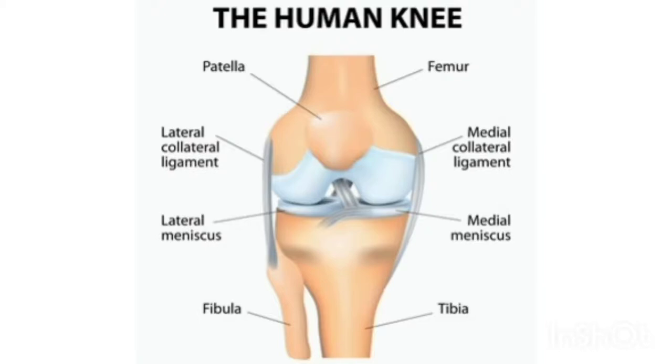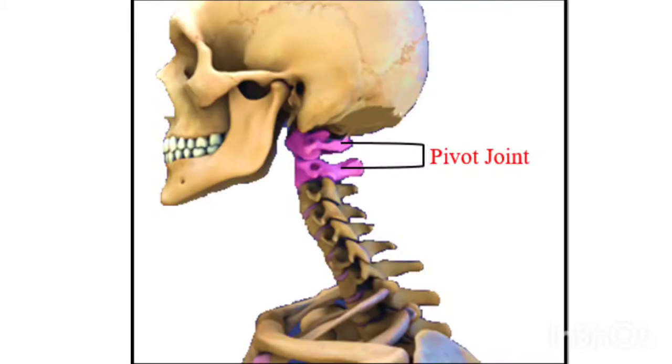Then pivot joint. So the pivot joint allows you to move your head up, down and sideways, okay? It is found between your head and the first vertebra of your backbone, okay friends?